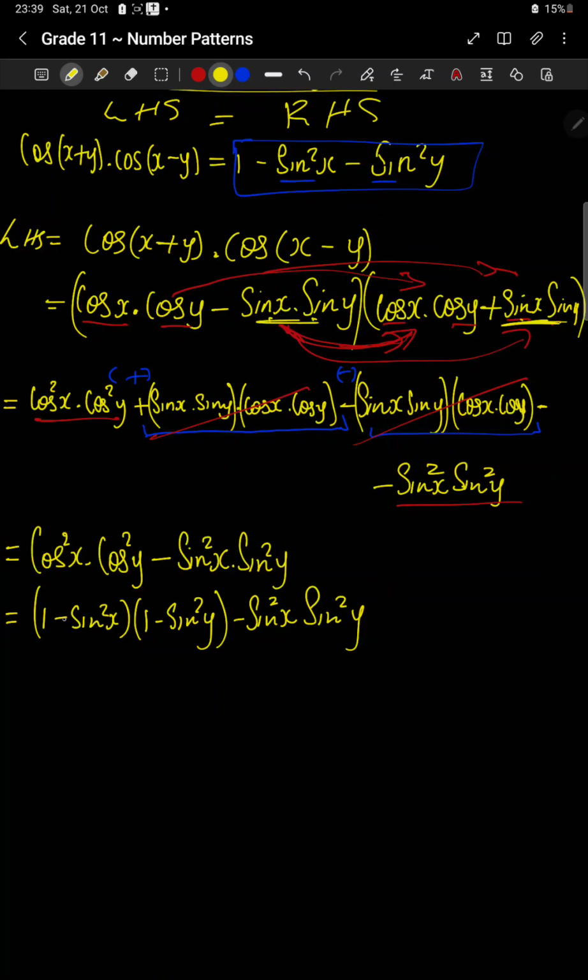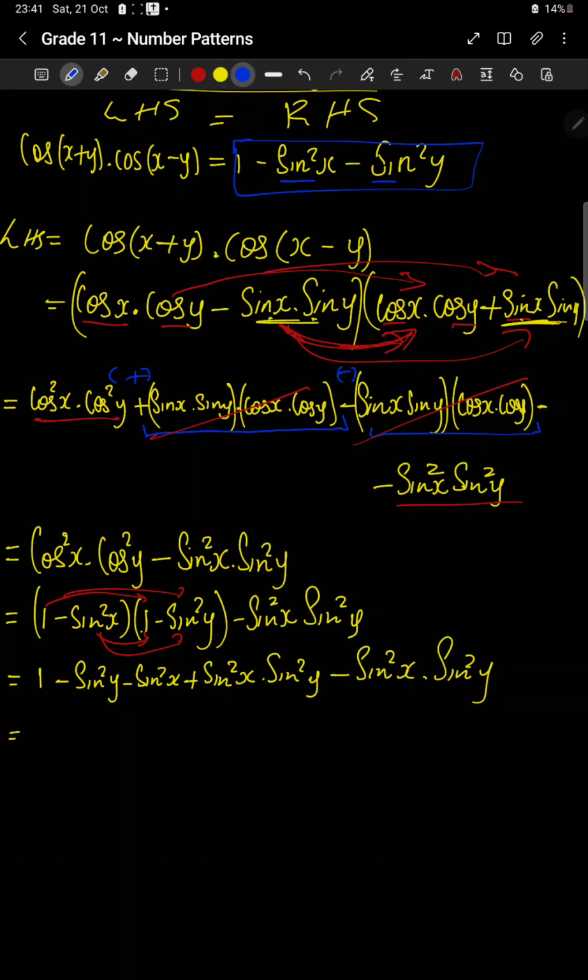Then the next step is to multiply out these two brackets: 1 times 1, 1 times sine, sine times 1, sine times sine. Now simplify, so this is what we have after we've multiplied out these two brackets. So 1 times 1 is 1, 1 times sine y is sine y, and sine x times 1 is sine x, and sine x times sine y is sine x times sine y.